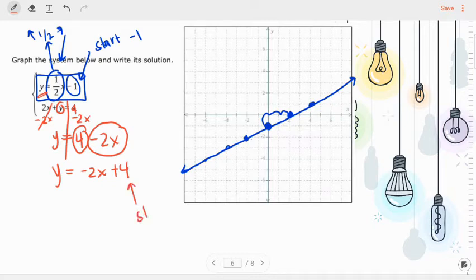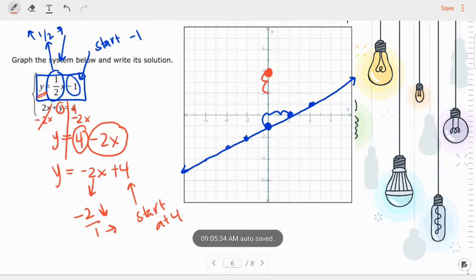Remember, this tells me my start. So start at 4. So starting at 4, and my slope is -2. So I'm going to write it as a fraction and then give my direction. -2 means I'm going to move down. 1 means I'm going to move to the right. So going to my dot, moving down those 2 spots that it's telling me to, and move to the right 1. Down 2, to the right 1.